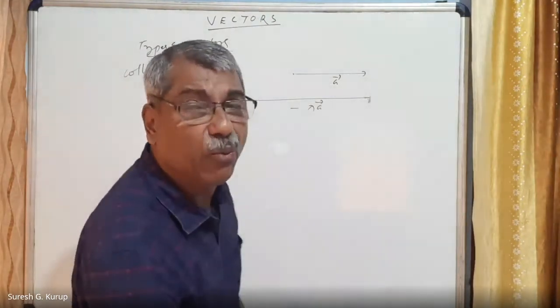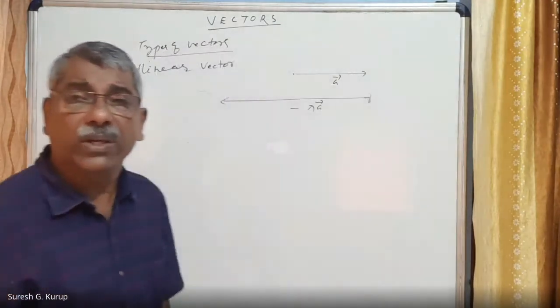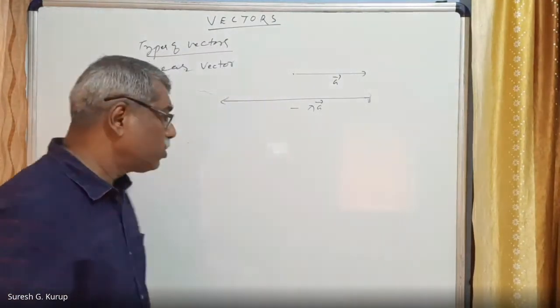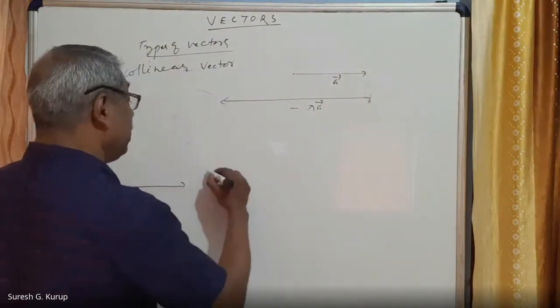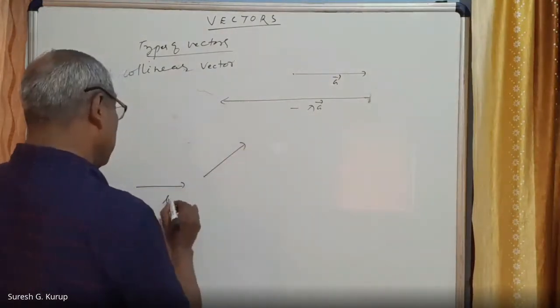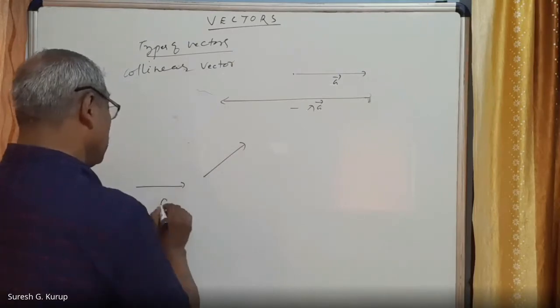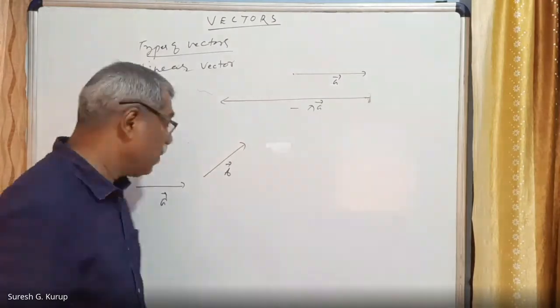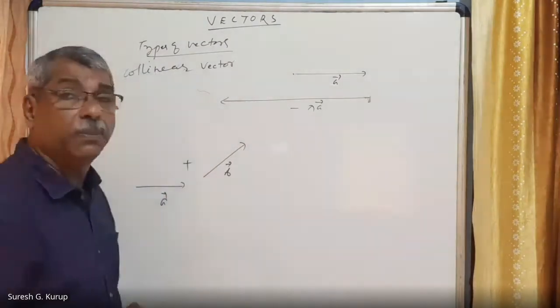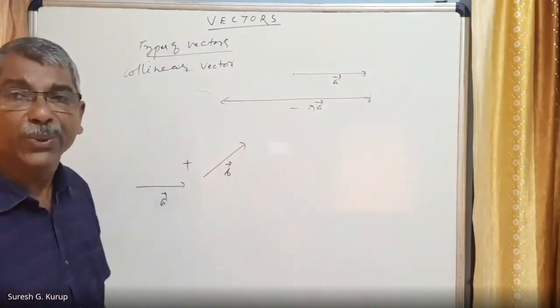Now, addition of vectors. How can two vectors be added? Suppose there is a vector lying here like this, and another vector lying like this. This is vector A, and this is vector B. These two vectors are lying in a plane. We have to add vector A plus vector B. What will we do, right?